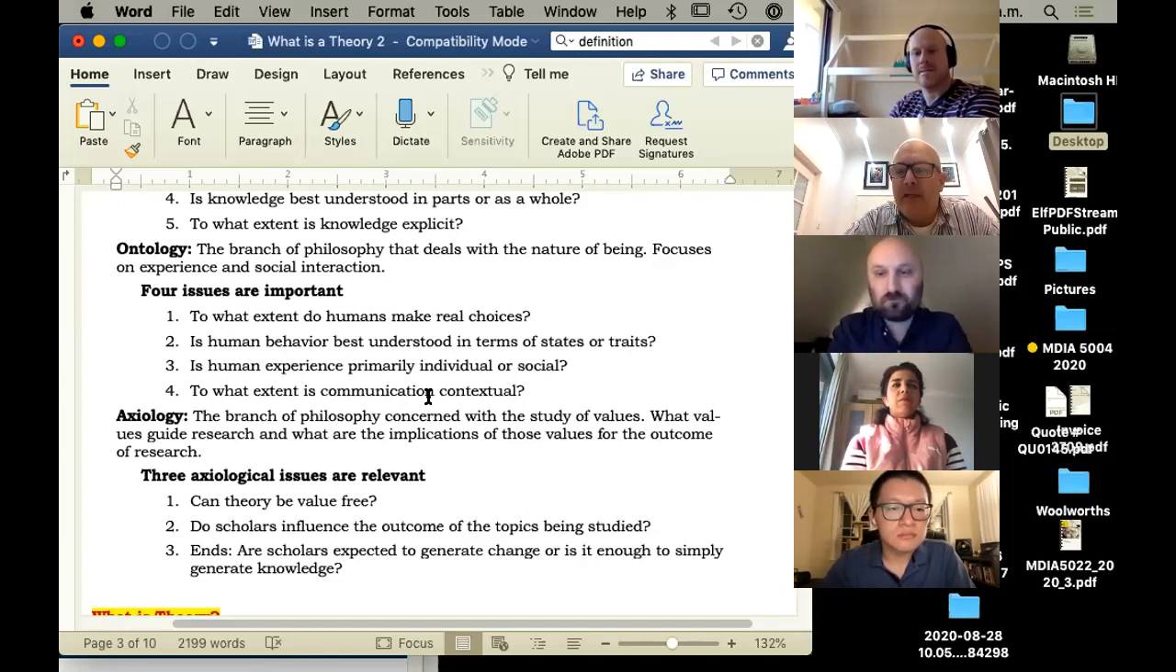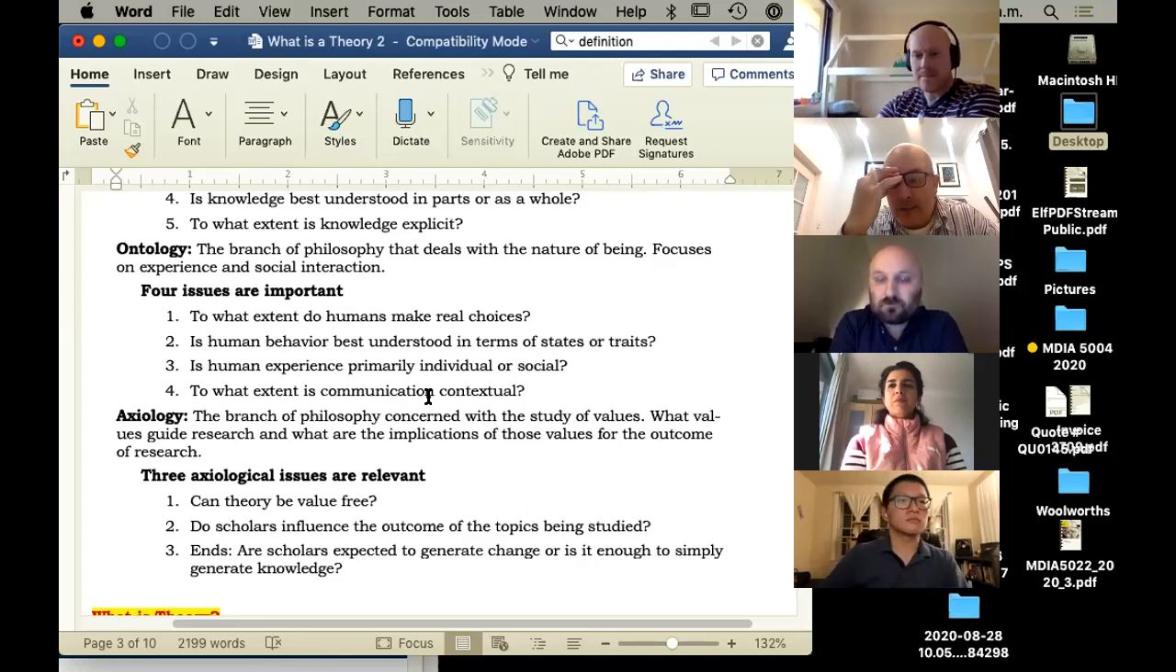Many of them pick it because they have autistic children, or someone in the family gets cancer or something else. It's not because they sat back and did some sort of calculus and said, this is the best for our organization. It's often because it has a personal tie to the person. And then this last question, are scholars' ends? Are scholars expected to generate knowledge, or is it enough to simply generate, or are they supposed to generate change?